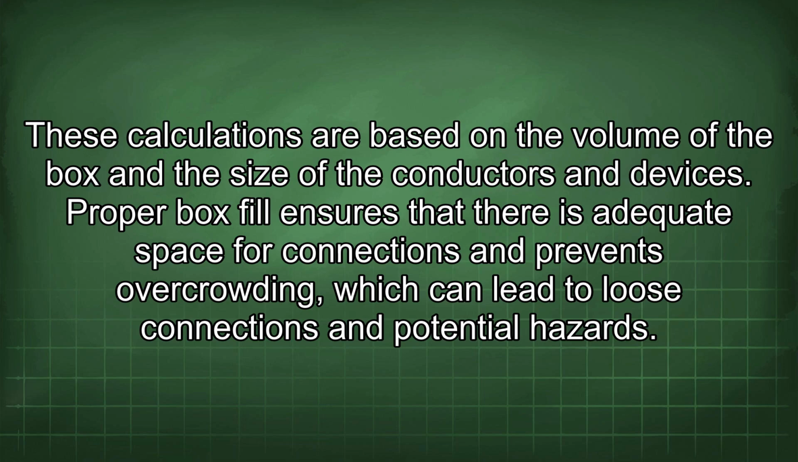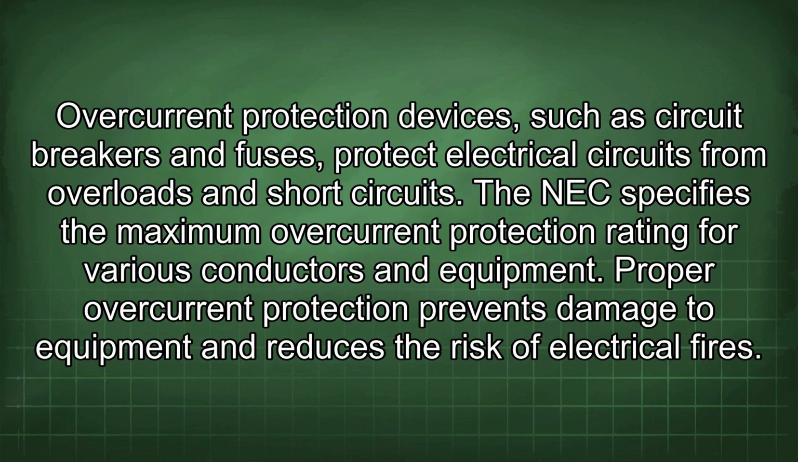and potential hazards. Overcurrent protection devices, such as circuit breakers and fuses, protect electrical circuits from overloads and short circuits. The NEC specifies the maximum overcurrent protection rating for various conductors and equipment. Proper overcurrent protection prevents damage to equipment and reduces the risk of electrical fires.